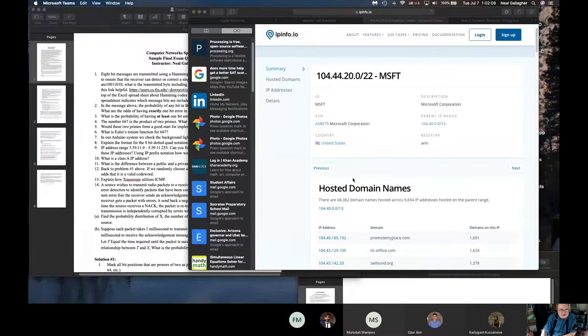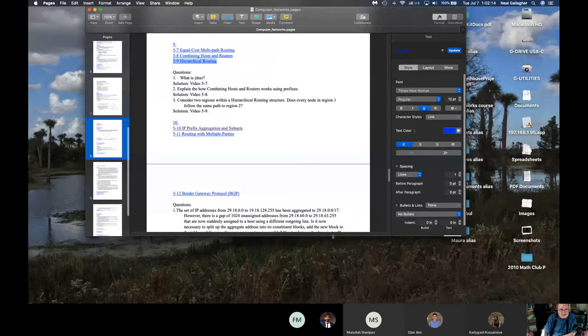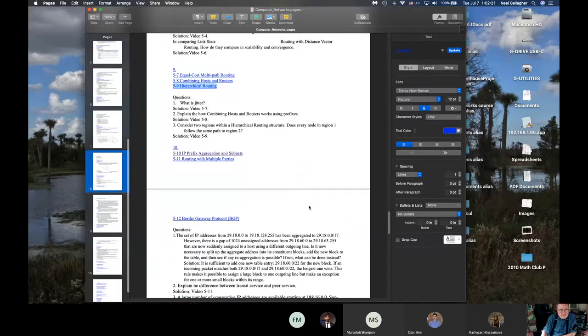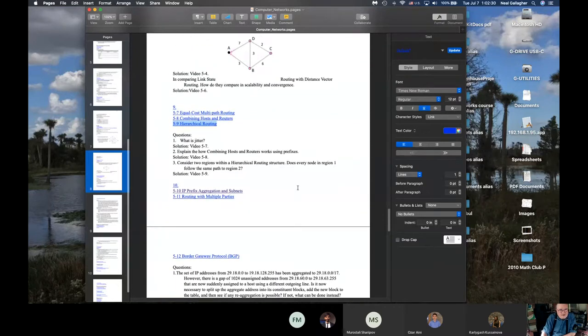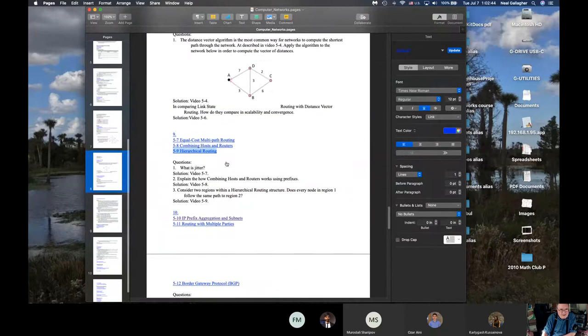But just before I get started with that, let me go here to my syllabus and just remind you where we're at. I think we're looking at these lectures here for today, and then for later in the week, these lectures here, and we're still looking at ideas on routing.